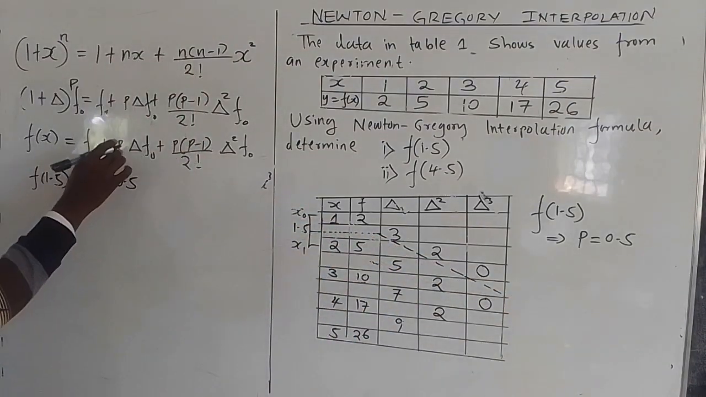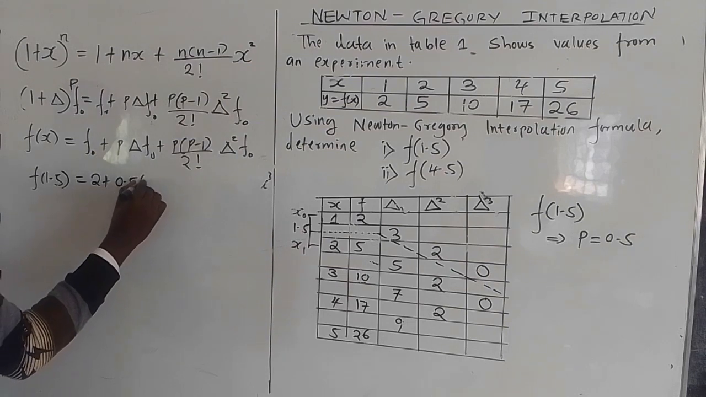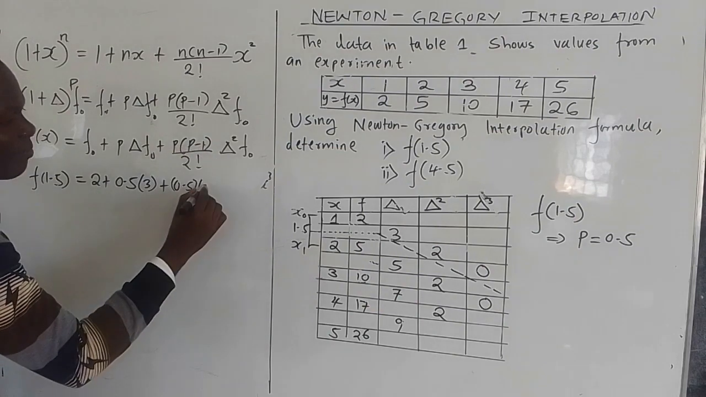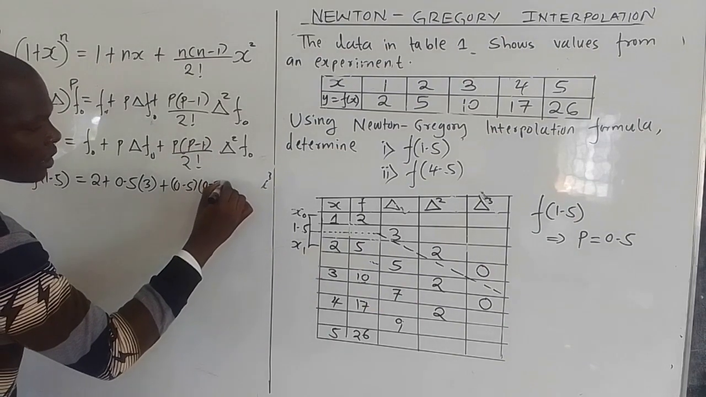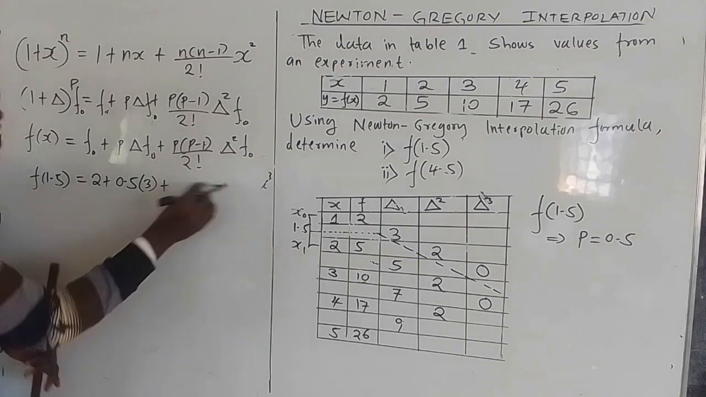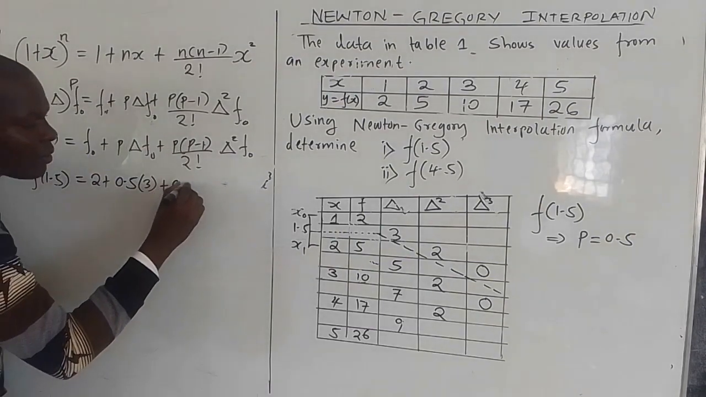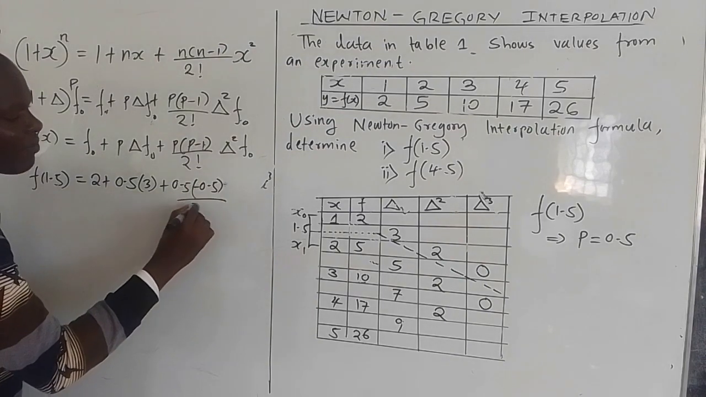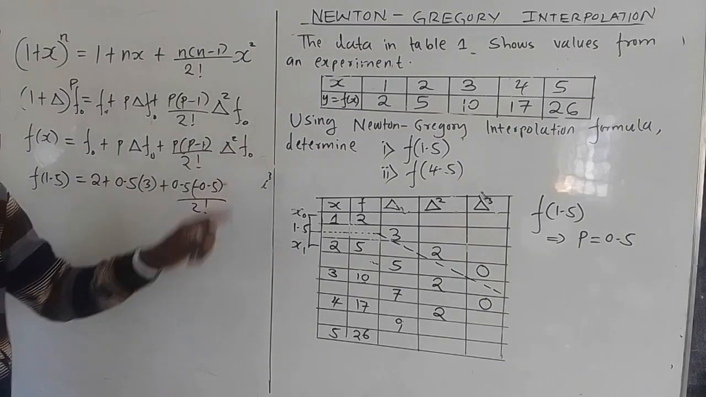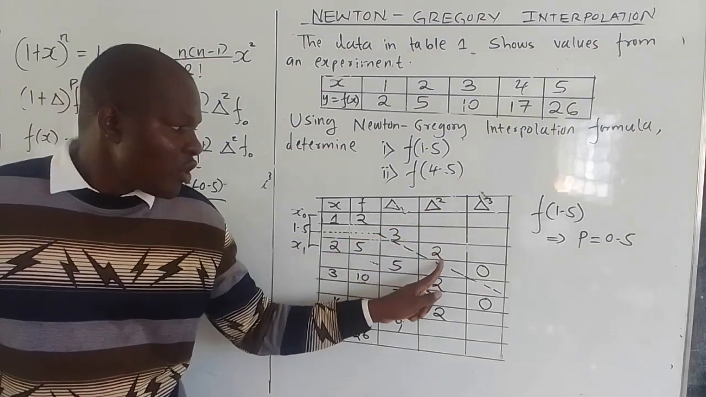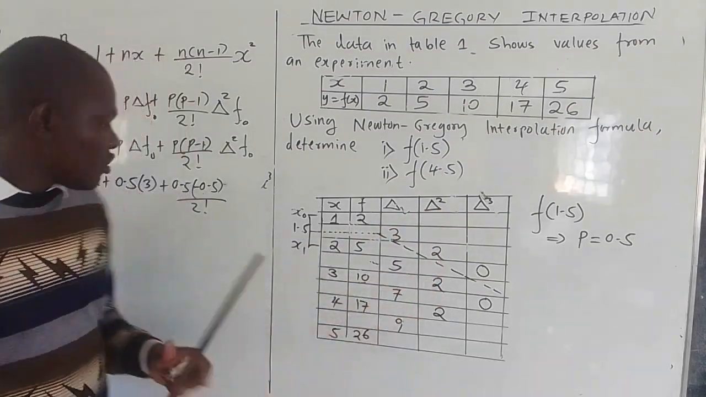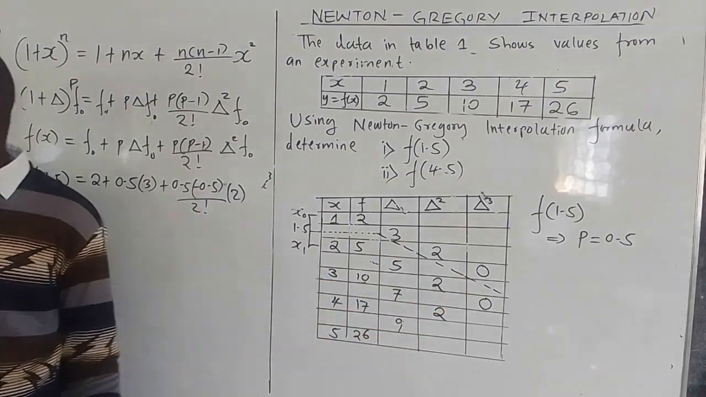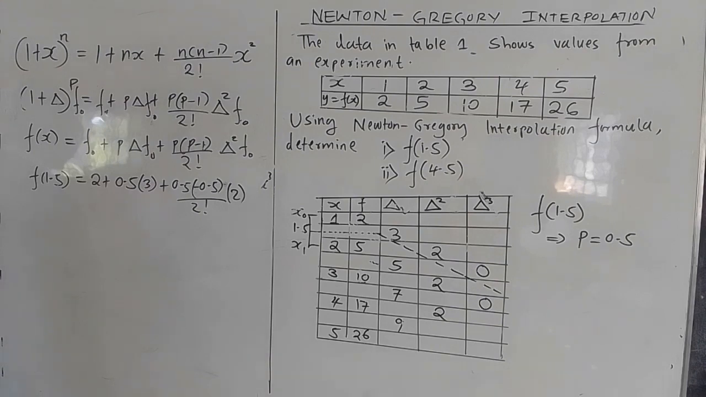Good. So our delta f naught is 3, then plus our p is 0.5 into 0.5 minus 1, isn't it? Write for me that in simple terms. P is 0.5. Then 0.5 minus 1 is negative 0.5 over 2. Then what is delta squared f naught? Go to the column of delta squared until you reach there. Delta squared f naught is 2. We stop there because when we go to the next step, it will be 0, and 0 will take everything to 0. That's why we left that, isn't it?